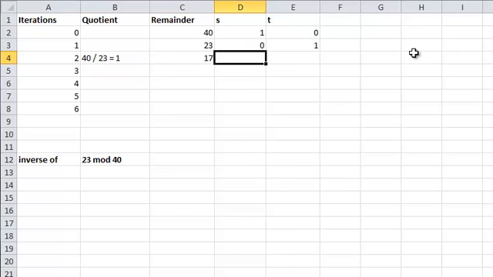So now comes kind of the tricky part. It's finding our S and T values. So the way this works is we do a subtraction and a multiplication here. So you want to look at the S value 2 cells up. So we're not looking at 0, but we're looking at 1. So that's 2 cells up. We got 1, 2 cells up. So we're going to do 1, and then minus our quotient. So our quotient's 1, like we just talked about.